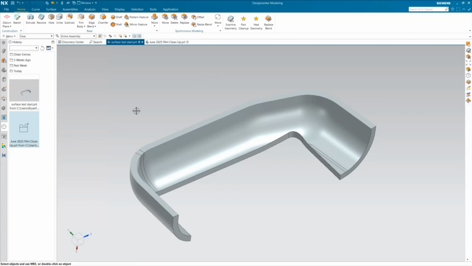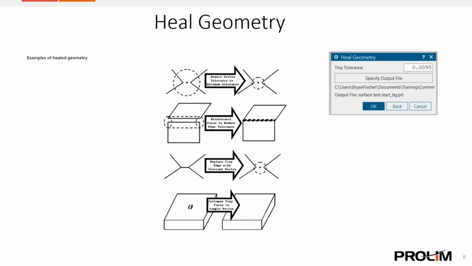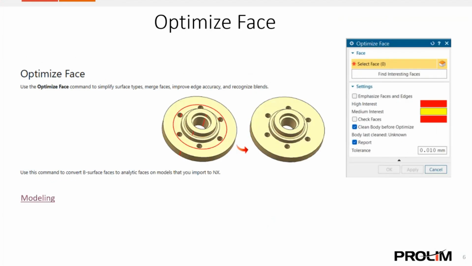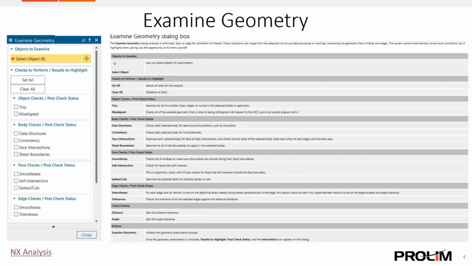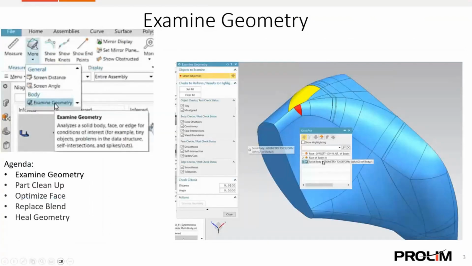All right, so with that being said now, what did we go through, guys? Again, we went through all these tools right here. Exam geometry, part cleanup, optimize face, replace blend, and hill geometry. That concludes my demonstration right now.